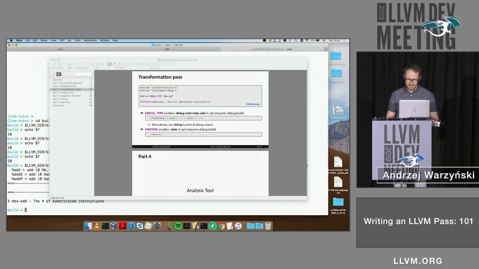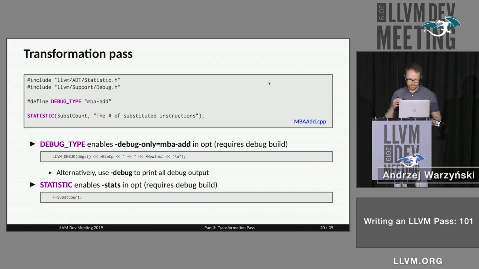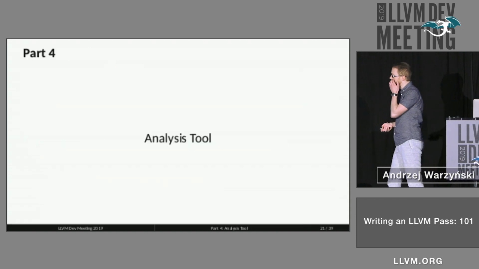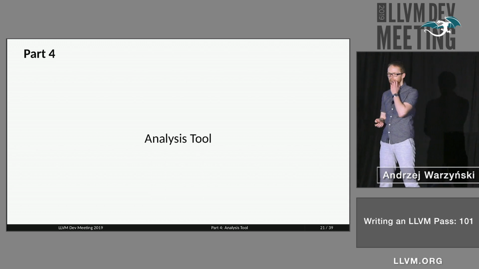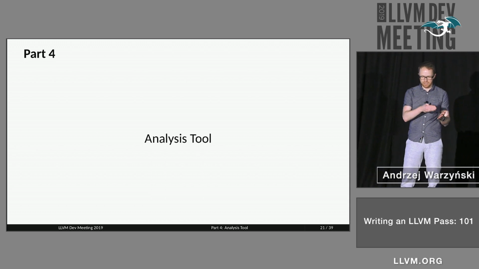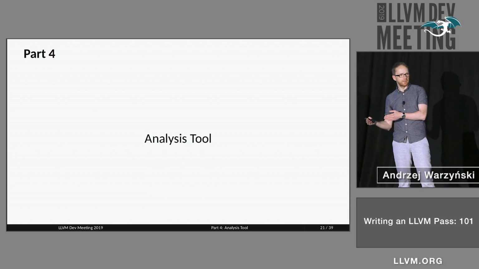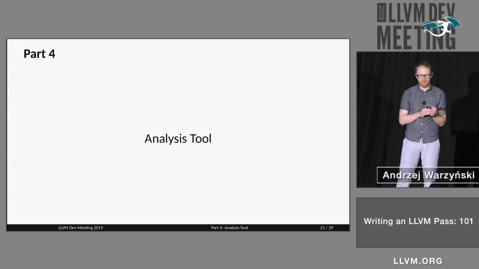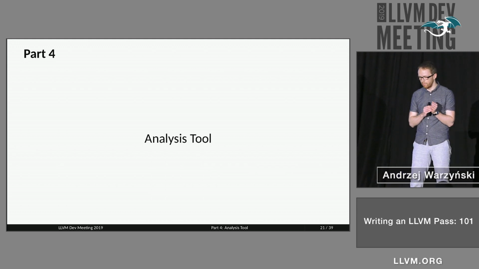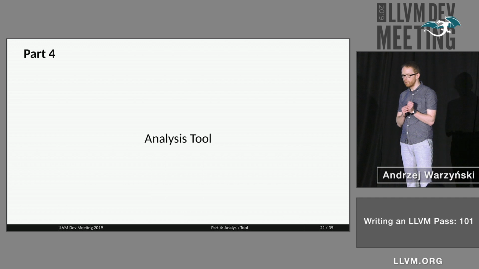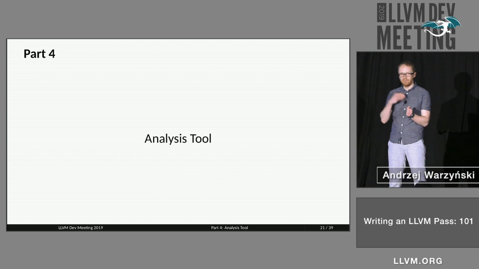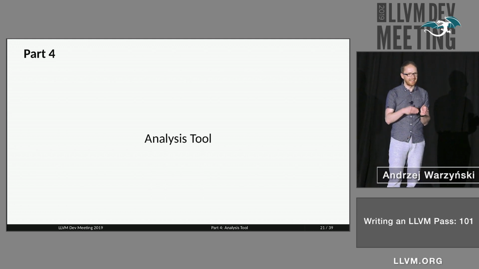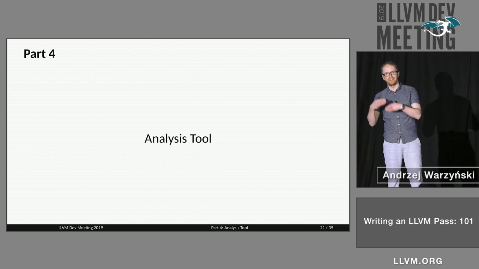Right. But that was a transformation pass. And I mentioned there's a split into transformation and analysis passes. So far, we only looked at transformation passes. We know how to build them. But now we want to learn how to do an analysis pass. Now, I will complicate a bit. I won't just implement an analysis pass. I will create an analysis tool, a standalone out-of-tree analysis tool.